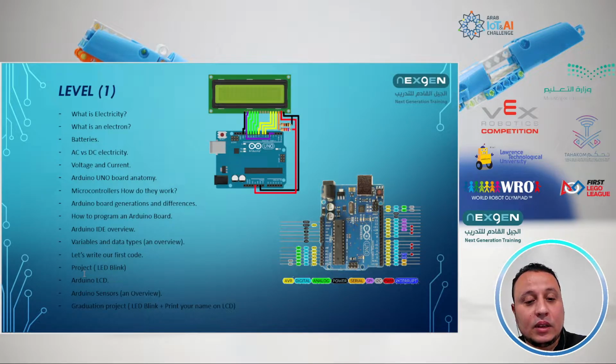Okay, then the first project we're gonna build is blinking an LED, which is very basic, and then we will learn about Arduino LCD, this screen here, and Arduino sensors. We're gonna have an overview only, like everything in short and in a simple way during level 1. Okay, and then the graduation project will be LED blinking plus print your name on LCD. So this is the overview of level 1.